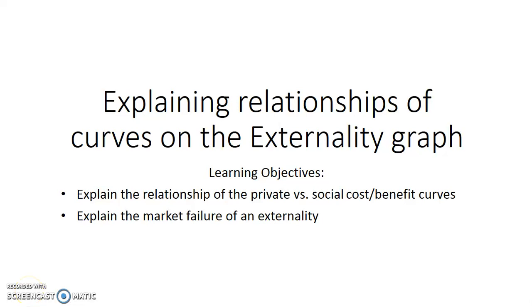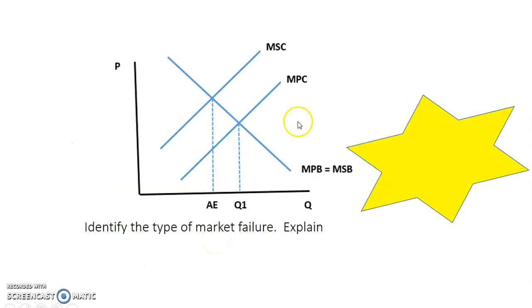In this screencast, we're going to explain the relationships of the curves on the externality graphs. We're also going to explain why a market failure exists with an externality. So we've got a graph here, and it's asking you to identify the type of market failure and explain.